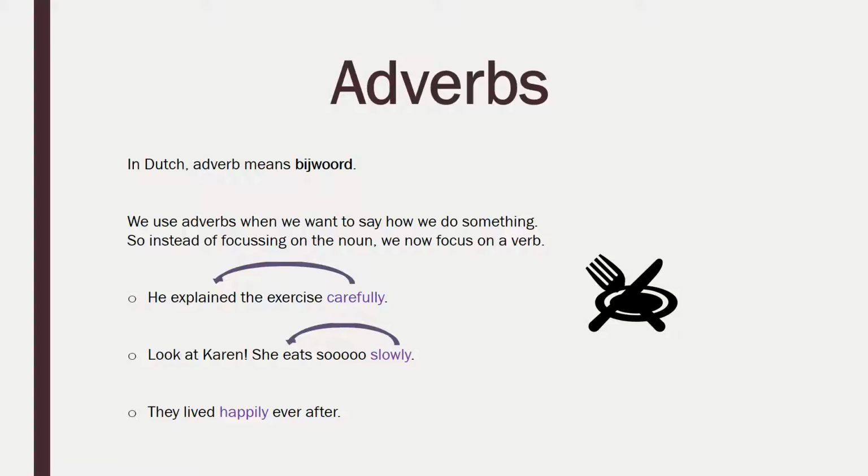Then the very last one, they lived happily ever after. How did they live? The action, lived, the verb, should belong with happily. So happily says something about lived.